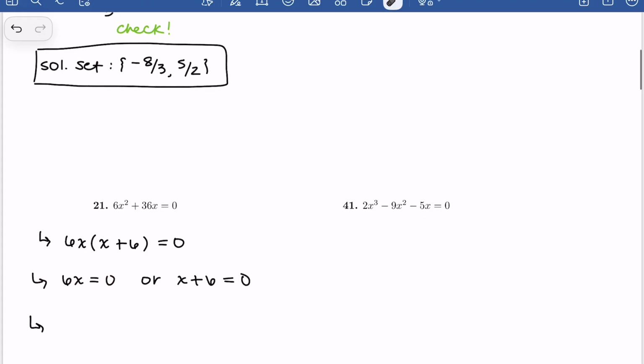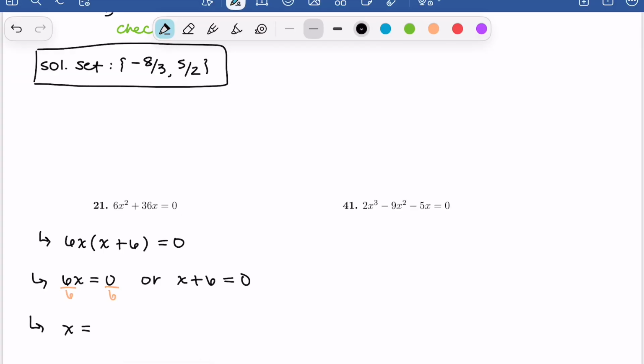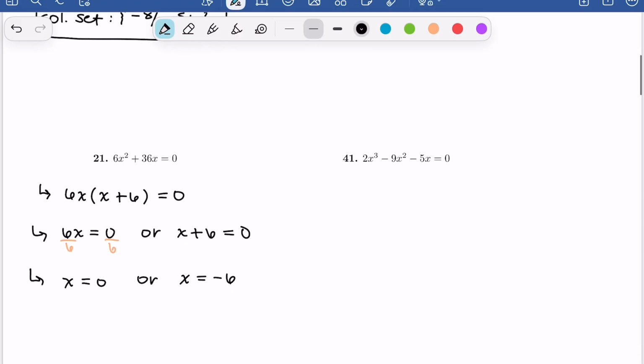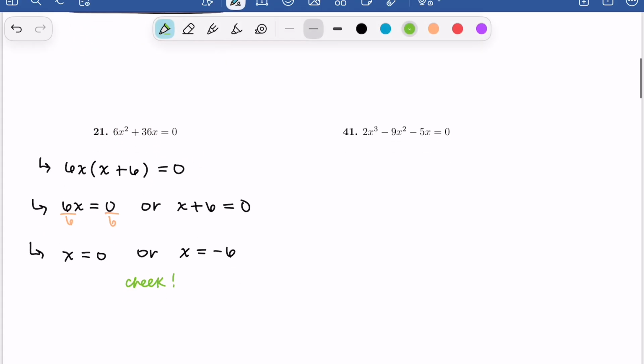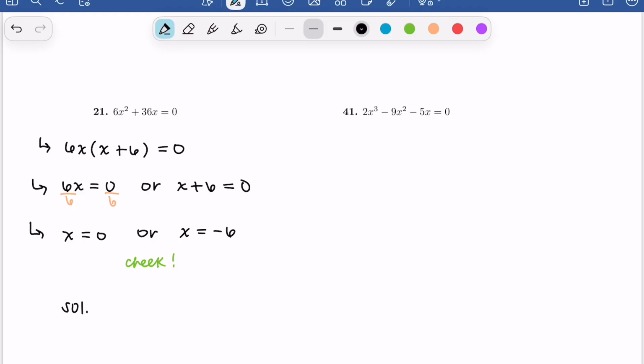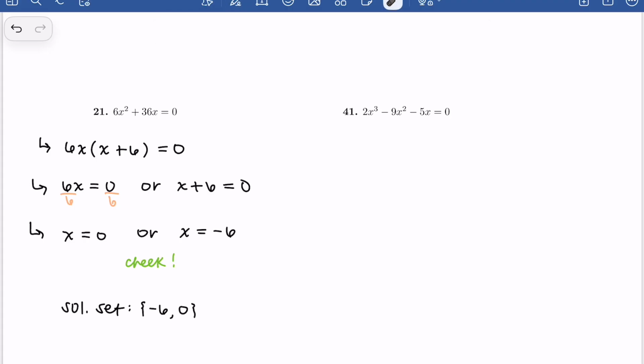Now 0 divided by 6 is just going to give me 0. So I'm dividing by 6 on both sides. So x is going to be equal to 0. That's one potential solution. Or on the other hand here, I'm going to subtract 6 on both sides of my equation to completely isolate x. I'm going to get that x is equal to -6. And again, I do want to make sure that these are in fact solutions. So we should check them by plugging these potential solutions back into our original equation. But I will tell you now that these guys are both solutions. So our solution set is going to be -6, comma 0.